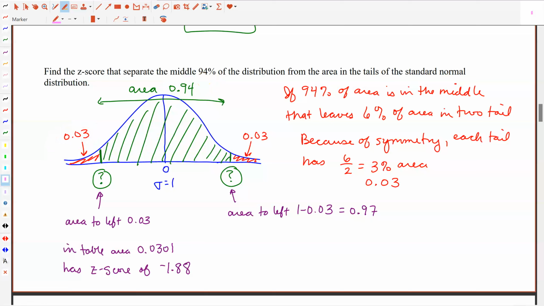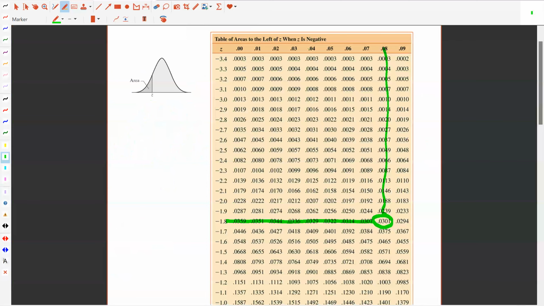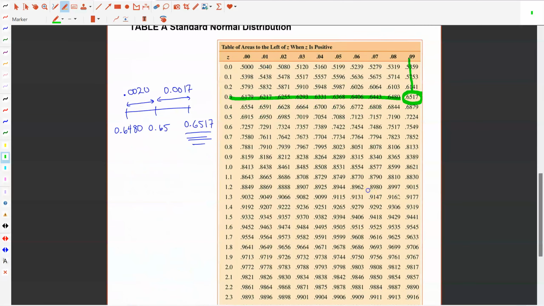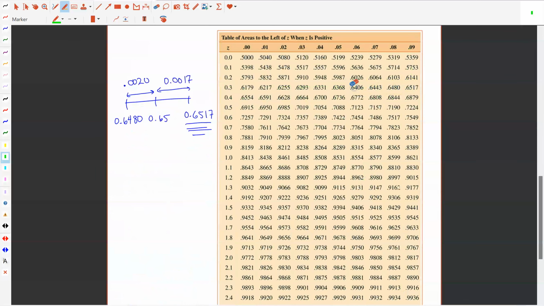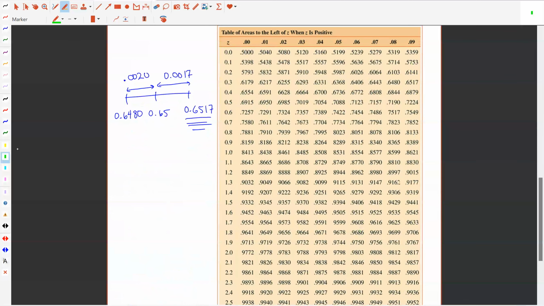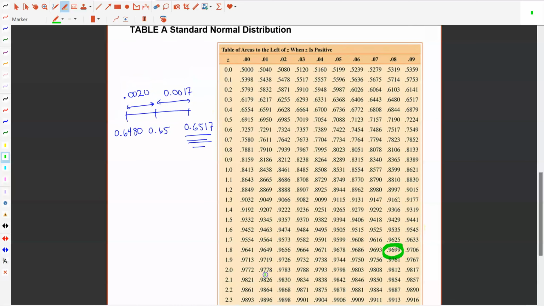Okay, it also works. In any case, once I know my area, which would be the 0.97, we would expect it to be a positive z-score because it's to the right of 0. Go to the table. 0.97. All right, so here we go. Looking at the positive values, 0.97, trying to find the value that's closest to it. This one right here at 0.9699. Yep, that's really close to 0.97. The next one after that is 0.9706, which is a little bit further away. So that corresponds to a z-score of 1.88.